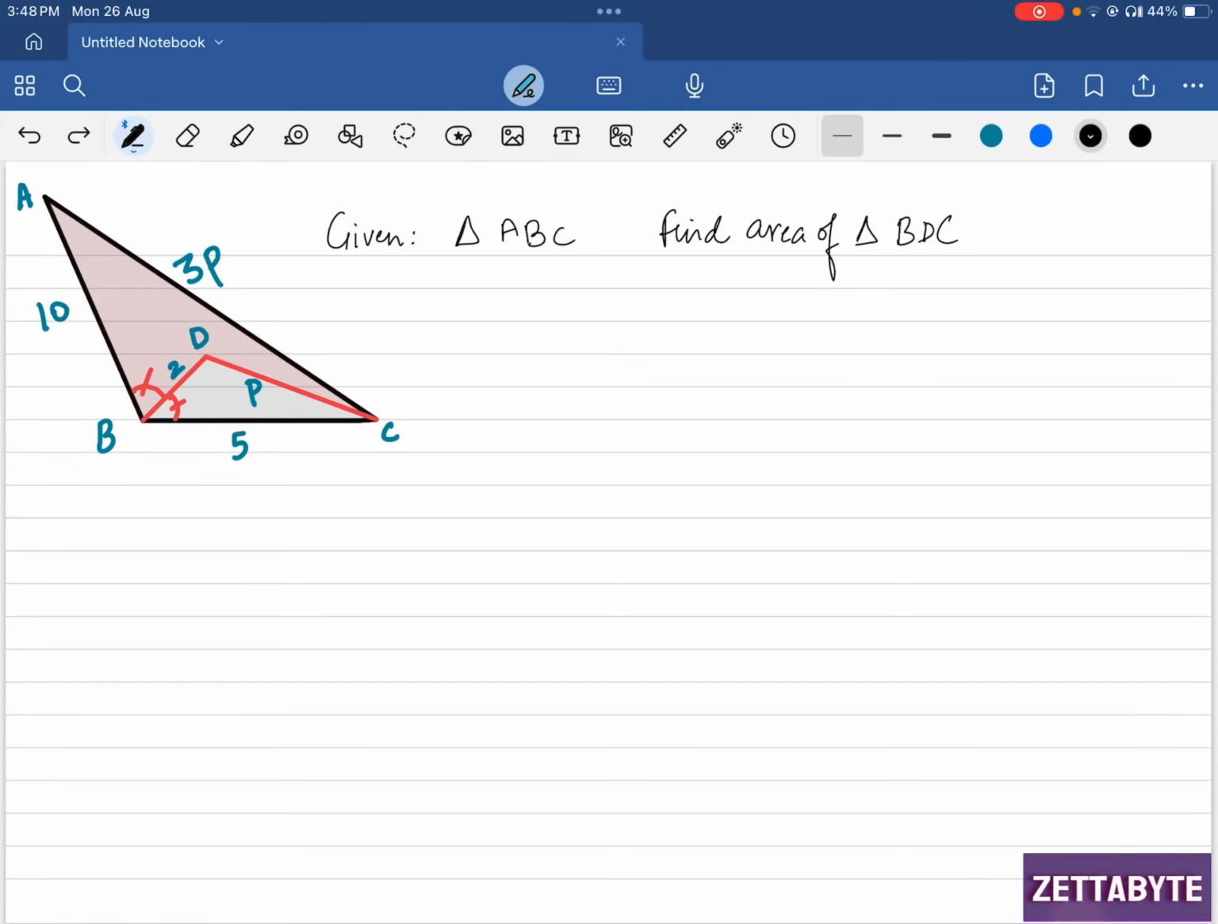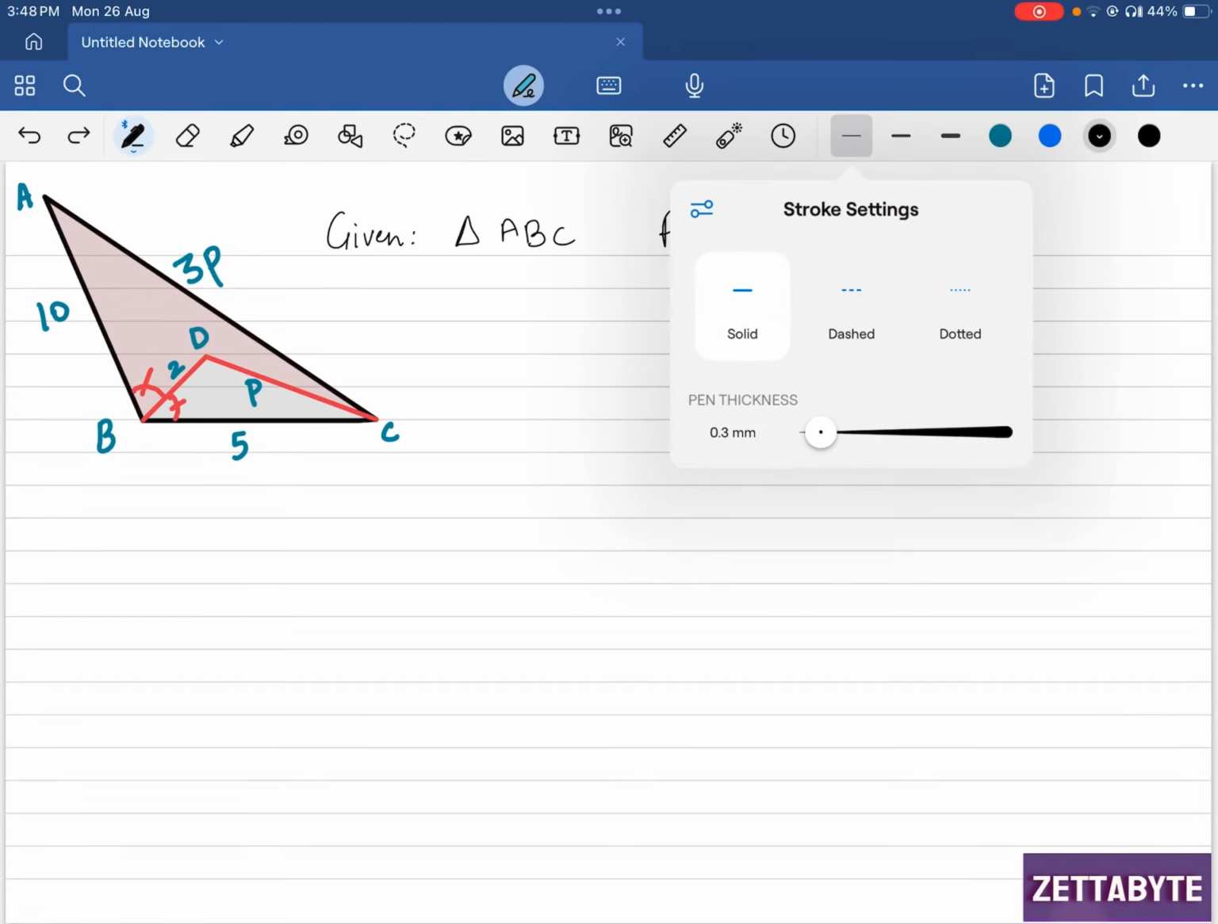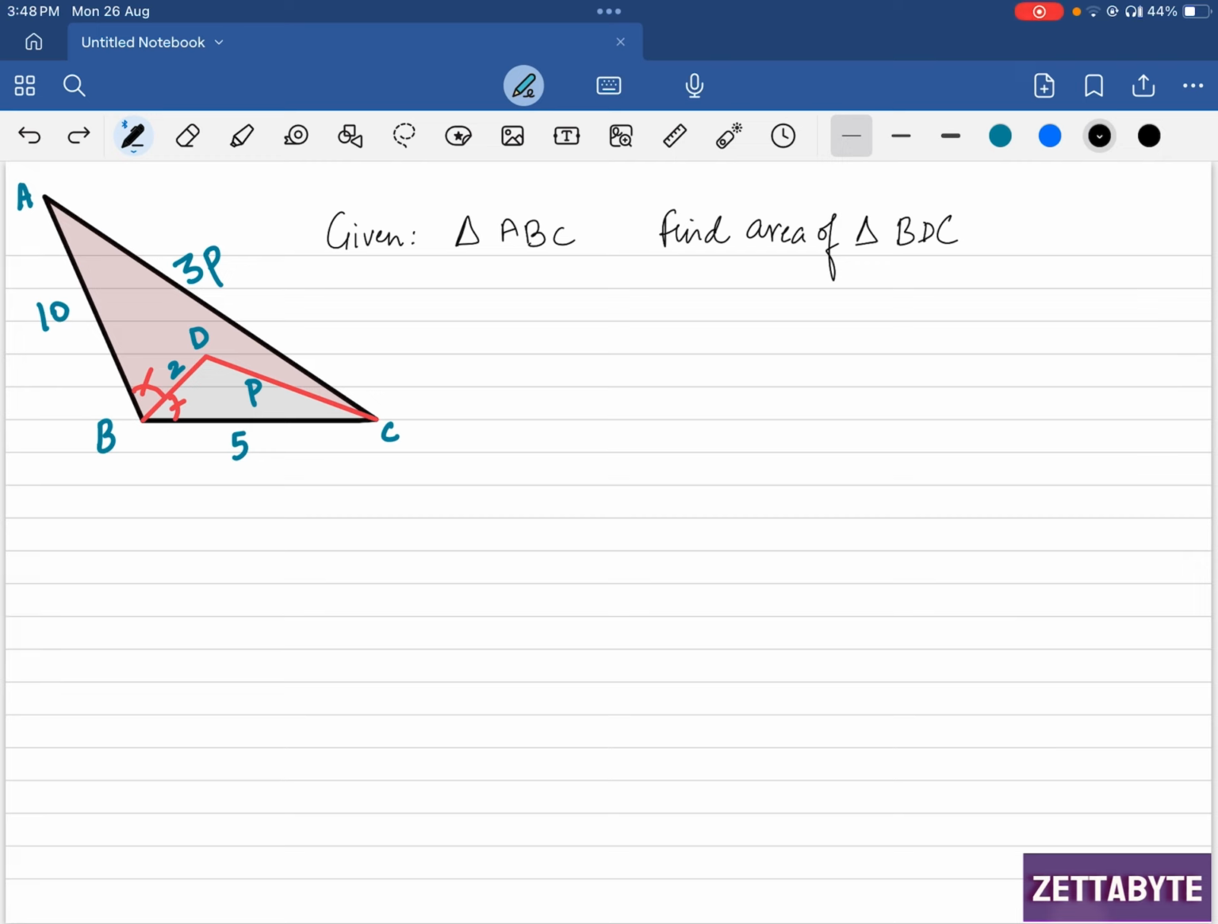Hi everyone. In this session, we are going to find out the area of triangle BDC. As you can see, we have been given a bigger triangle ABC. The vertices are A, B, and C. And we have been given a smaller triangle BDC, which is inside the bigger triangle ABC. There are some respective lengths that have been given to the sides.